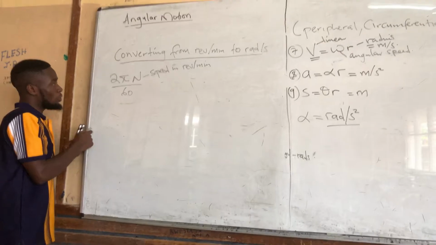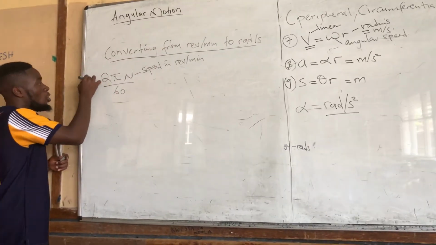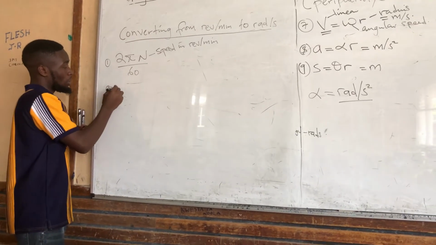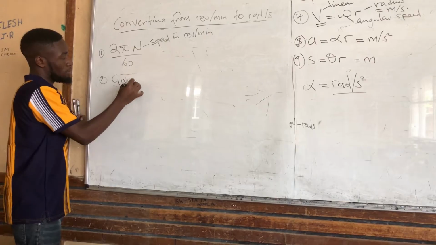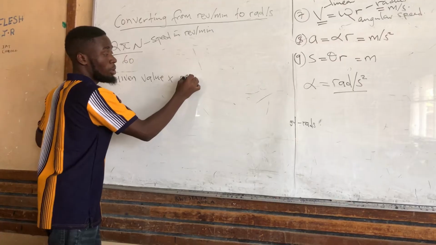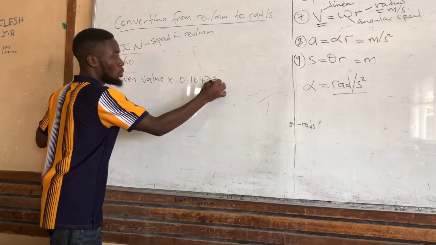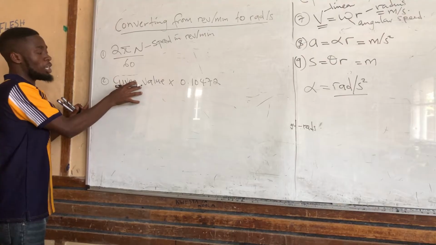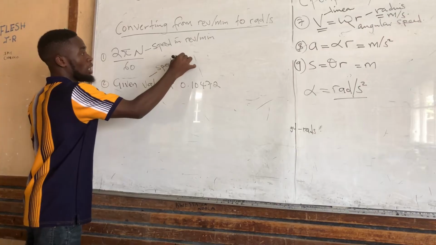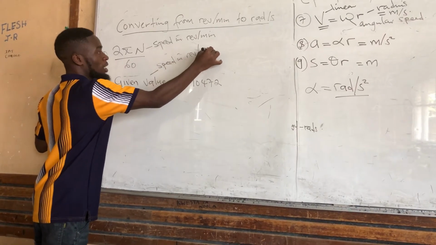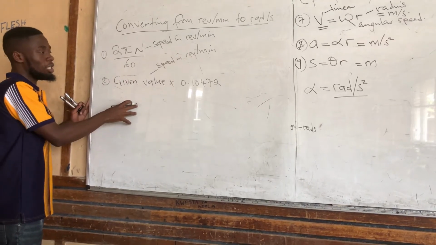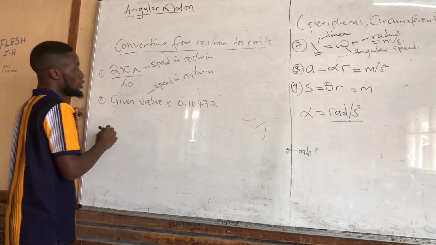So let's answer the question here. Or you can use this one: the given value multiplied by 0.10472. So what is the given value? The speed in revolutions per minute. So the moment you put the given value here and multiply it by this number, the answer will be in rads per second.